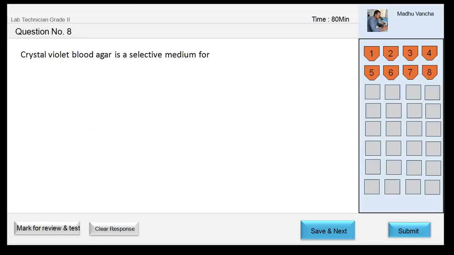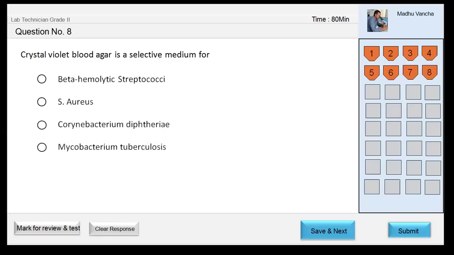Next question. Crystal violet blood agar is a selective medium for option A, beta hemolytic streptococci. Option B, Staphylococcus aureus. Option C, Corynebacterium diphtheriae. Option D, Mycobacterium tuberculosis. Here the right answer is option A, beta hemolytic streptococci.